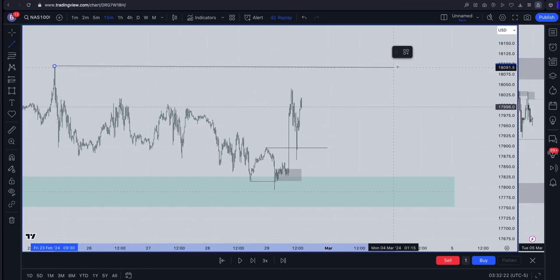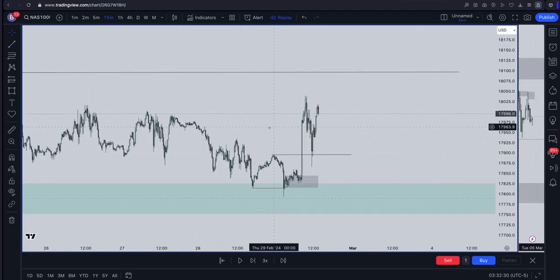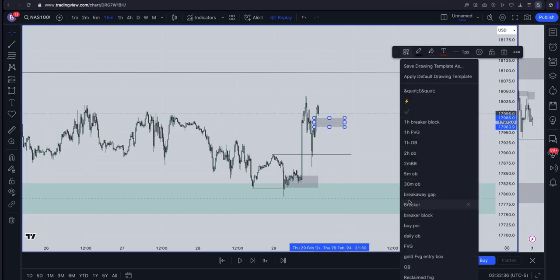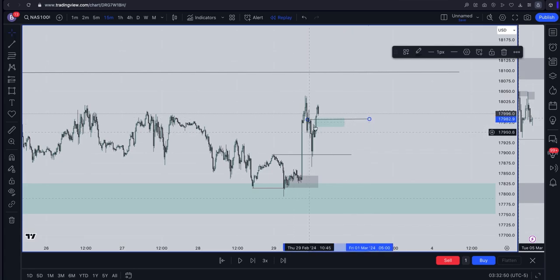So buy market maker buy model, because this is a market maker buy model. It starts with this breaker block. So what you do is that there's a fair value gap here, and it's also a breaker. Let me show you. It broke this, we took out this low here and broke this high.